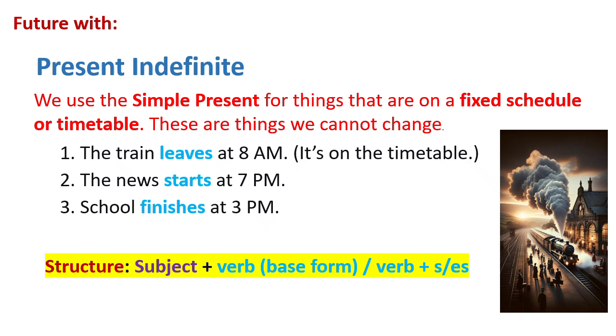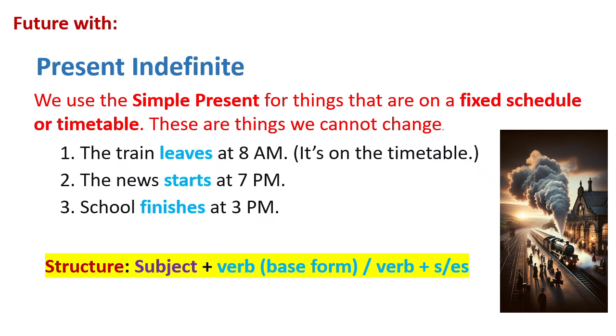Subject plus verb. So the structure, the formula is quite simple. In yellow color at the bottom you can see we have a single verb. We don't have any is, am, are, we don't have going to, we don't have verb plus ing, not at all. We have a single verb in the base form, plus s or es when he, she, it is there, right? So the train leaves, the news starts, the school finishes, right?